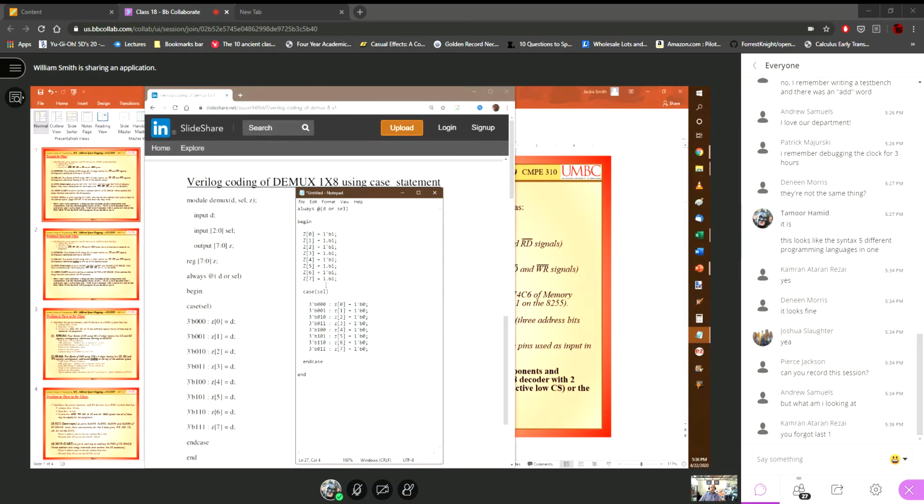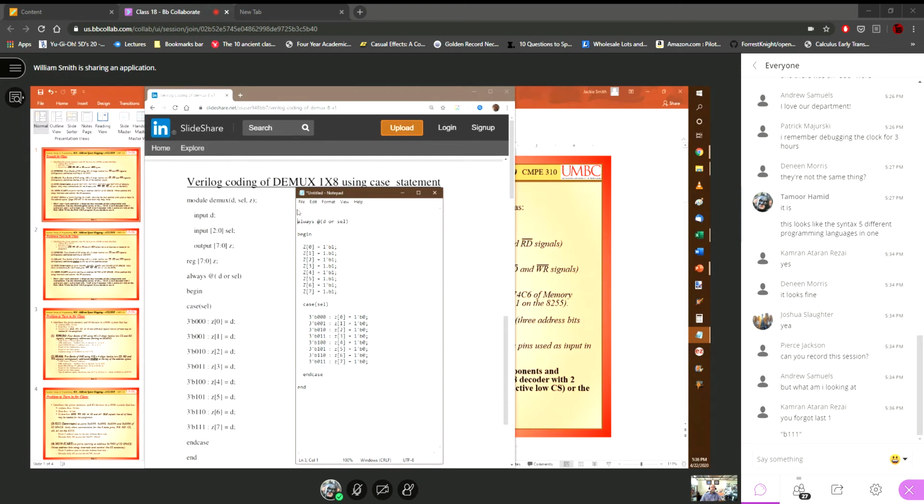I'm not showing the whole code, okay? I'm just starting from this always. So you still need the same stuff up above. You forgot the last one? Oh, you're right. Thank you. All right. So up above here, we're going to have module emux, e comma, sel, comma, z, where z is the output, of course.